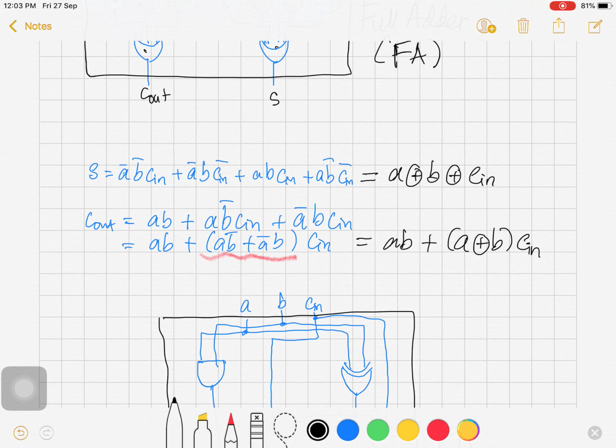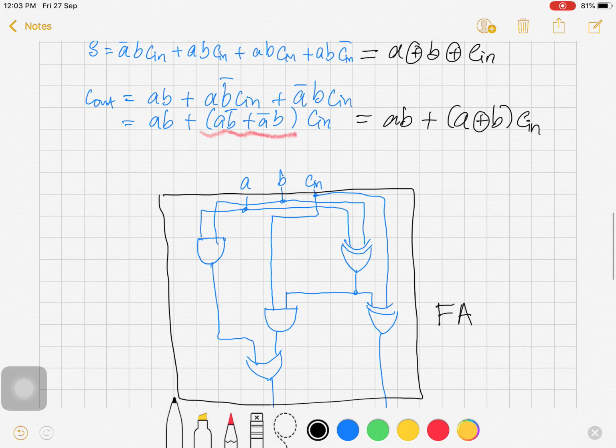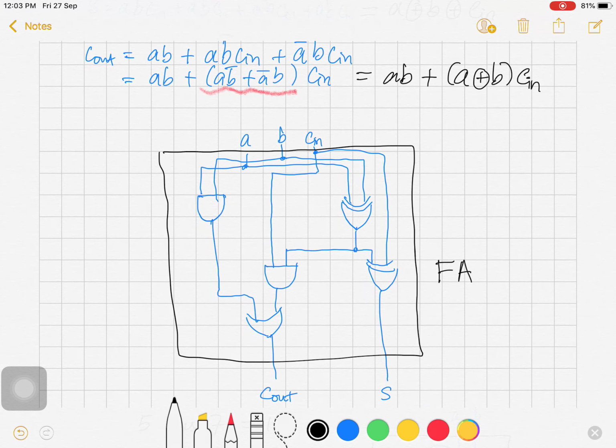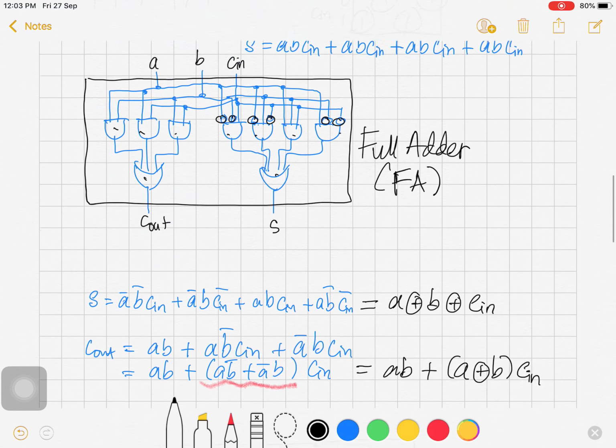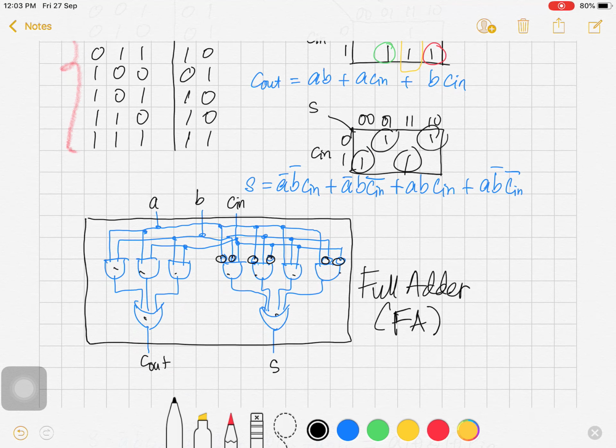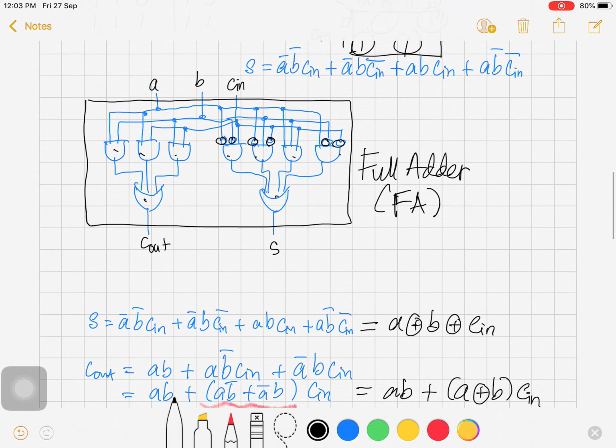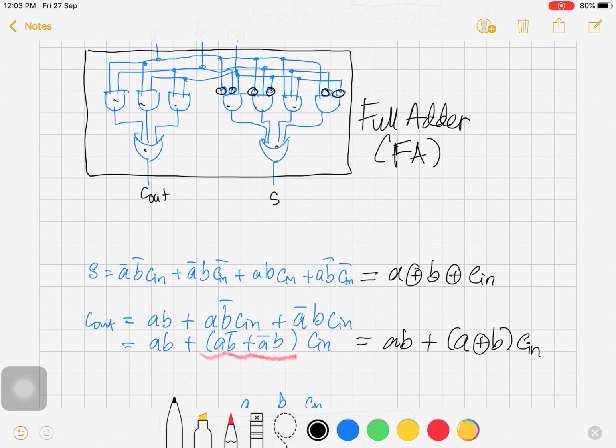Using these alternative expressions of carry out and sum, we may draw an alternative circuit that looks like this. Here we require five logic gates to realize the full adder, as compared to 9 gates excluding the inverters in the previous style. By the way, both of them are full adders that perform the same job.